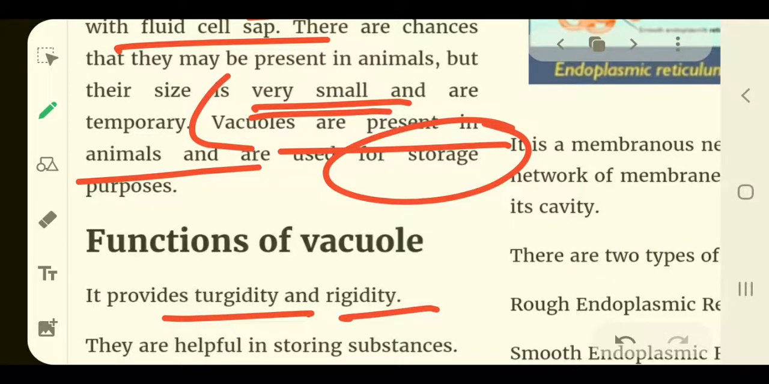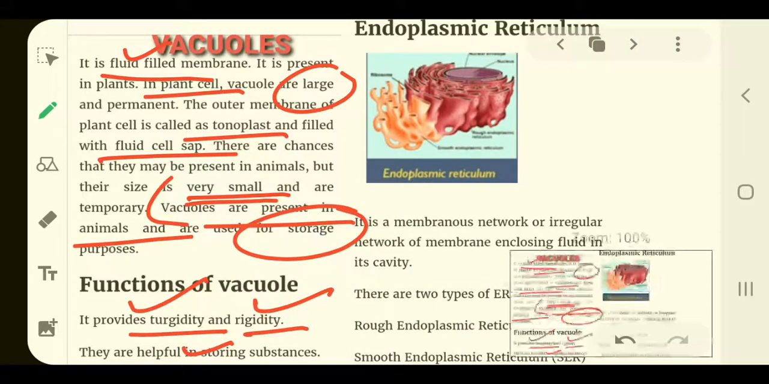So please check out the meaning of these words from the dictionary. Turgid or turgidity and rigidity. That gives you the structure or the term why the cells are turgid and rigid. That is the function of the vacuole. And I have told you the main job is to store food, okay.